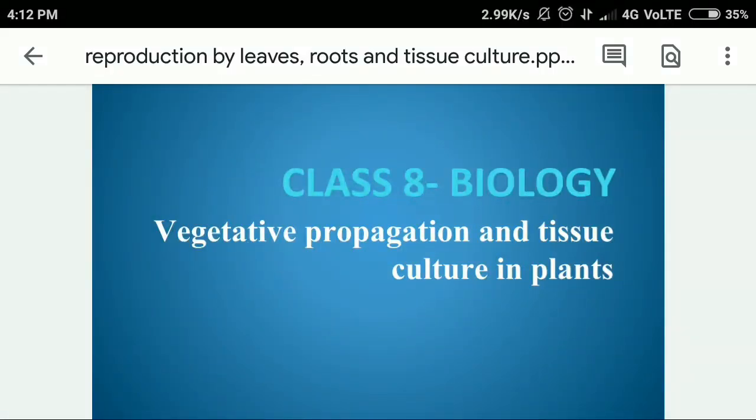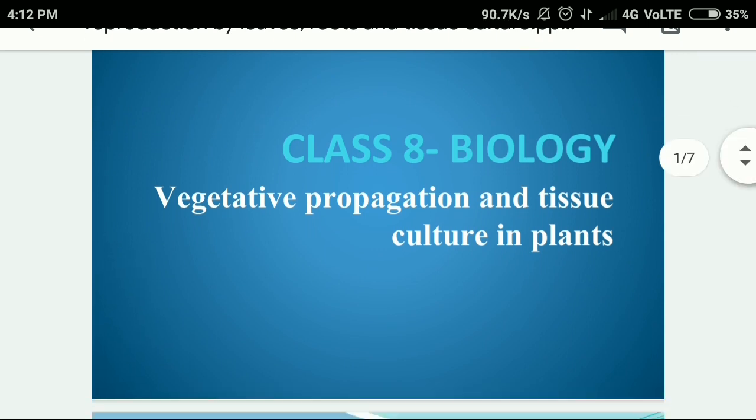In my previous lesson, we discussed vegetative propagation by underground stems, that is corm, rhizome, bulbs, and tubers. Now, in this video, we will understand reproduction by leaves, roots, and one more method of vegetatively producing new plants, that is tissue culture. And one by one you will understand all these.